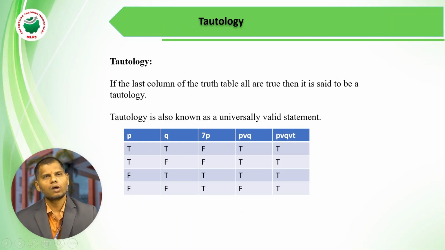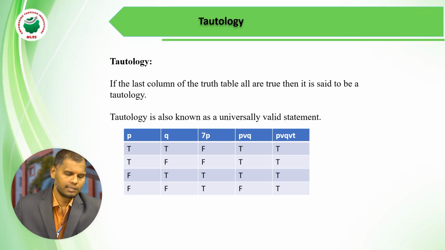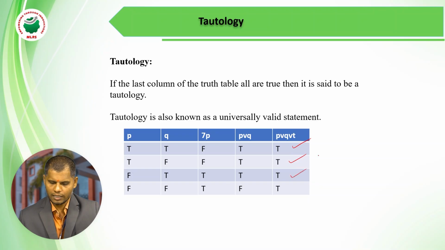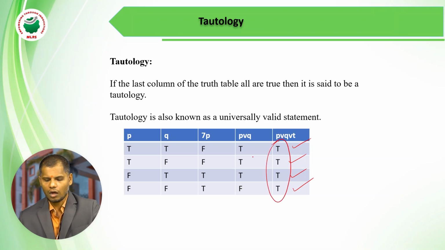Next one, tautology. If in the last column of the truth table all cases are true, then it is said to be a tautology. The tautology is also known as a universally valid statement. This type of scenario we call a tautology.